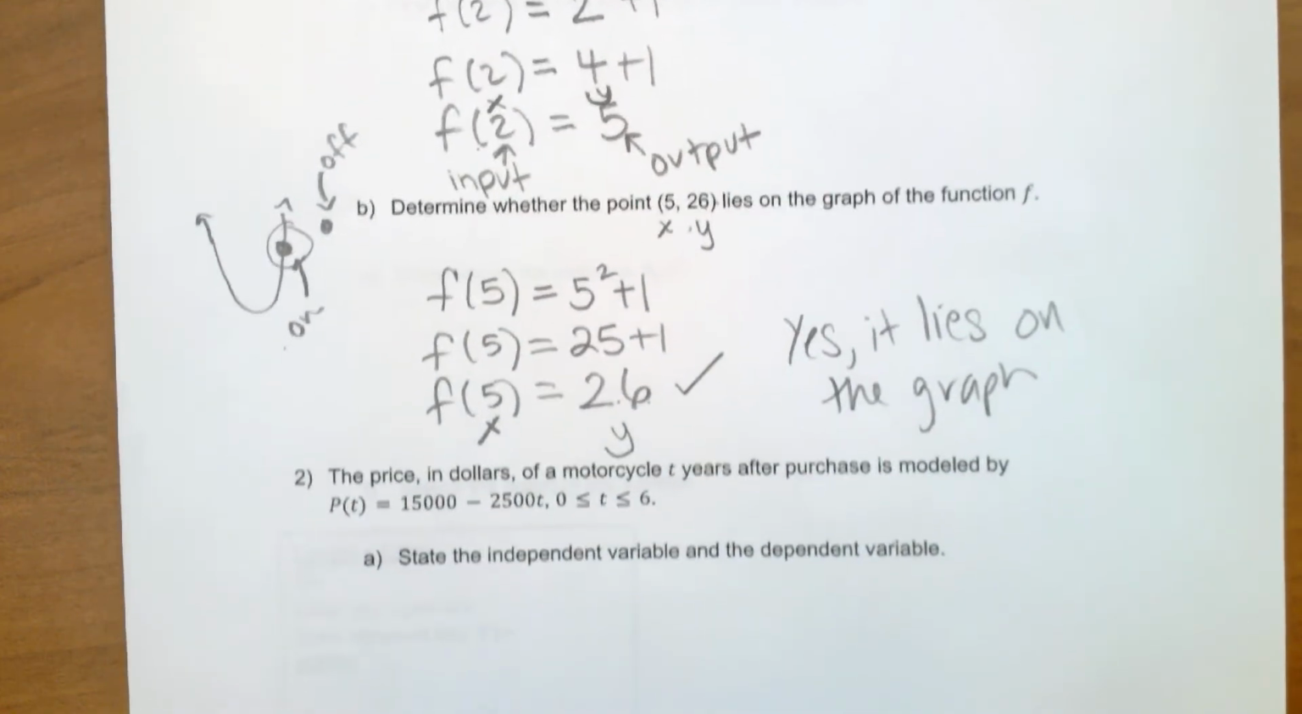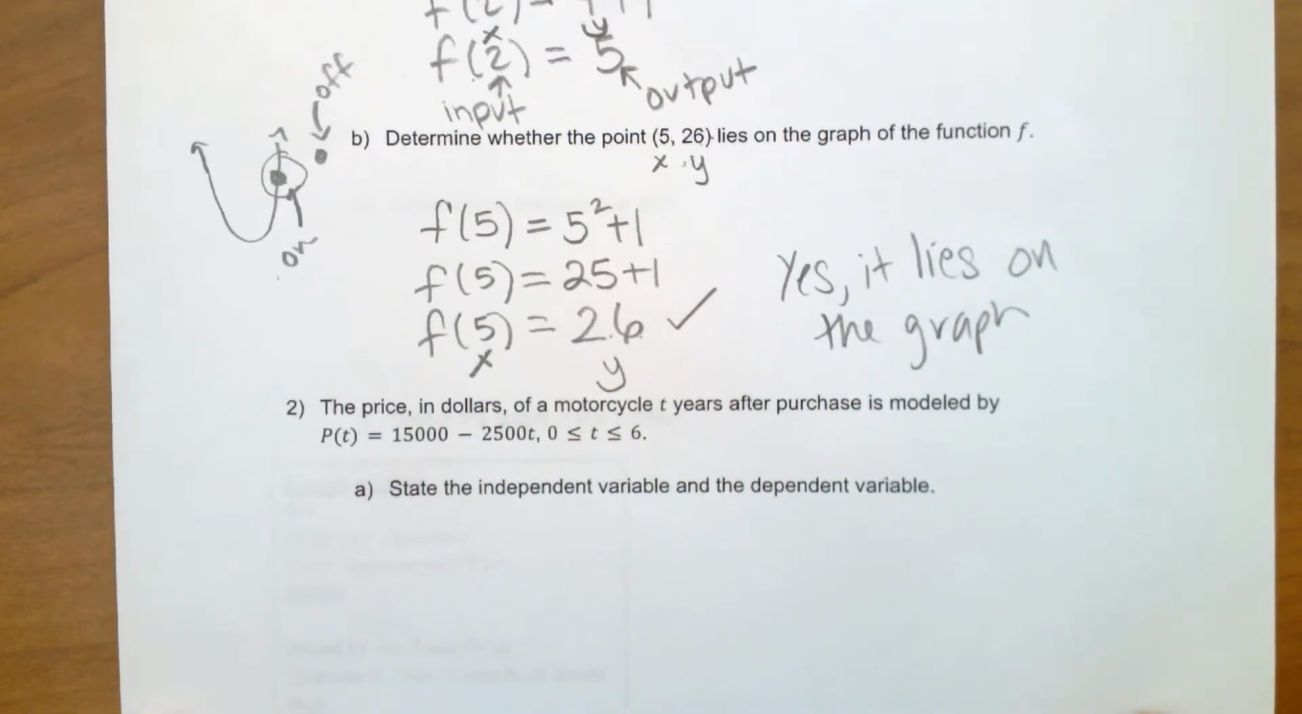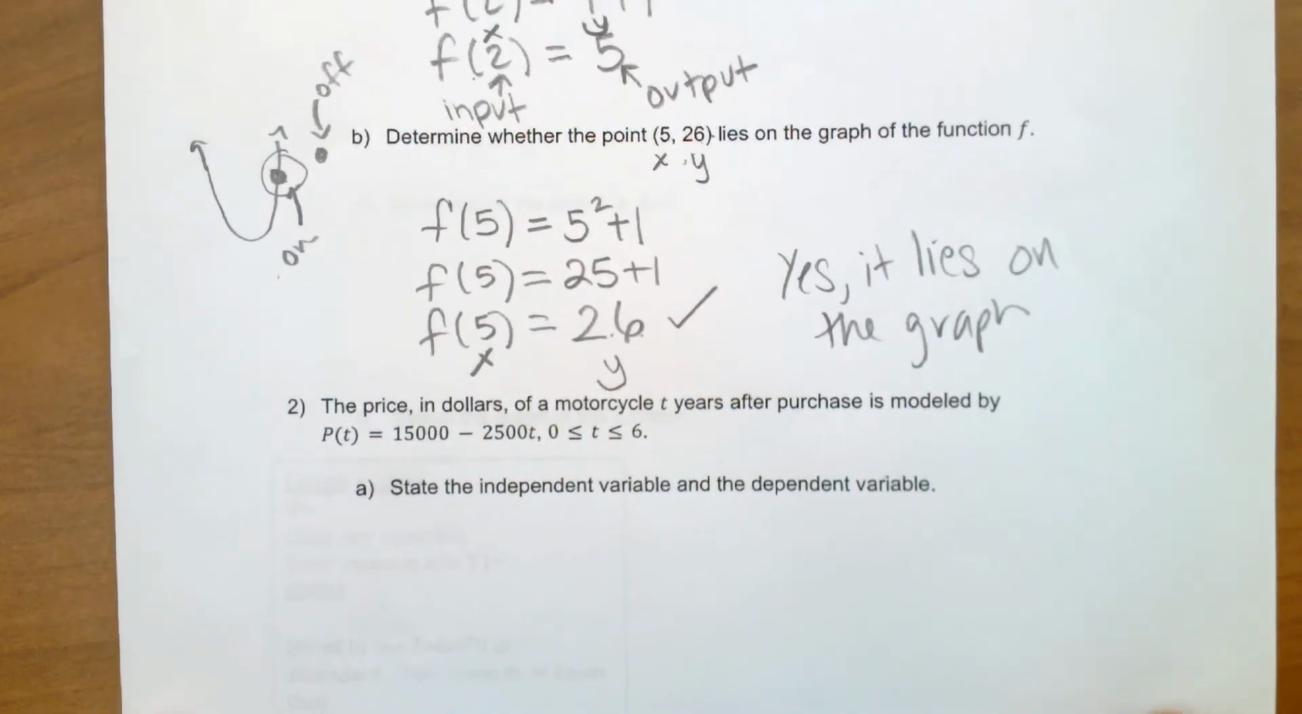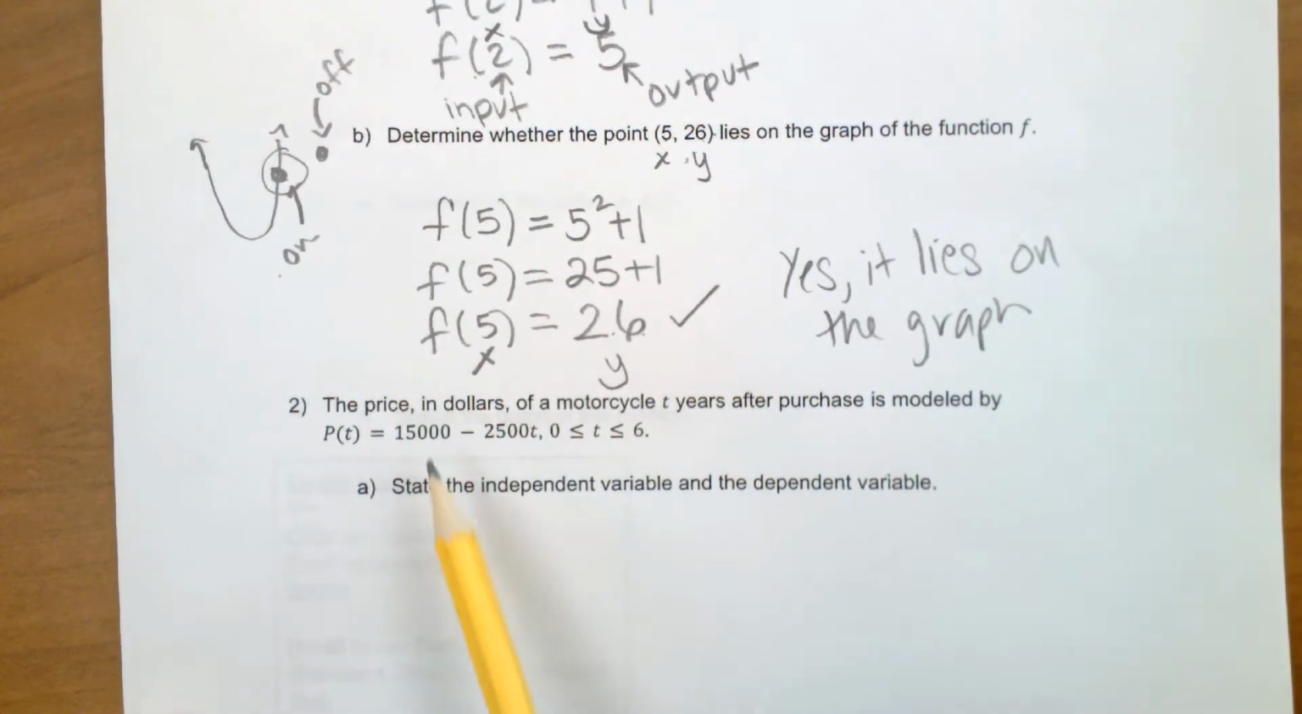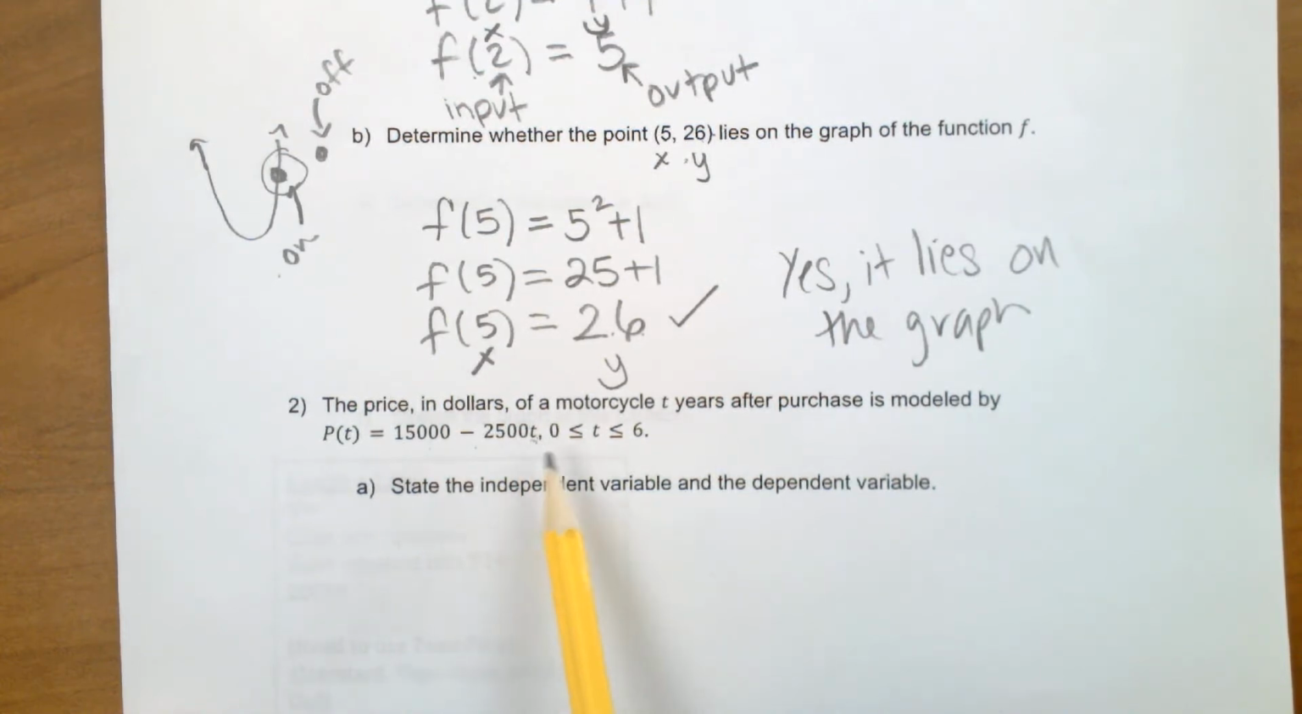Okay, number 2. Let's apply this. The price in dollars of a motorcycle t years after purchase is modeled by P of t equals 15,000 minus 2,500 times t, and t is going to be between 0 and 6 years.